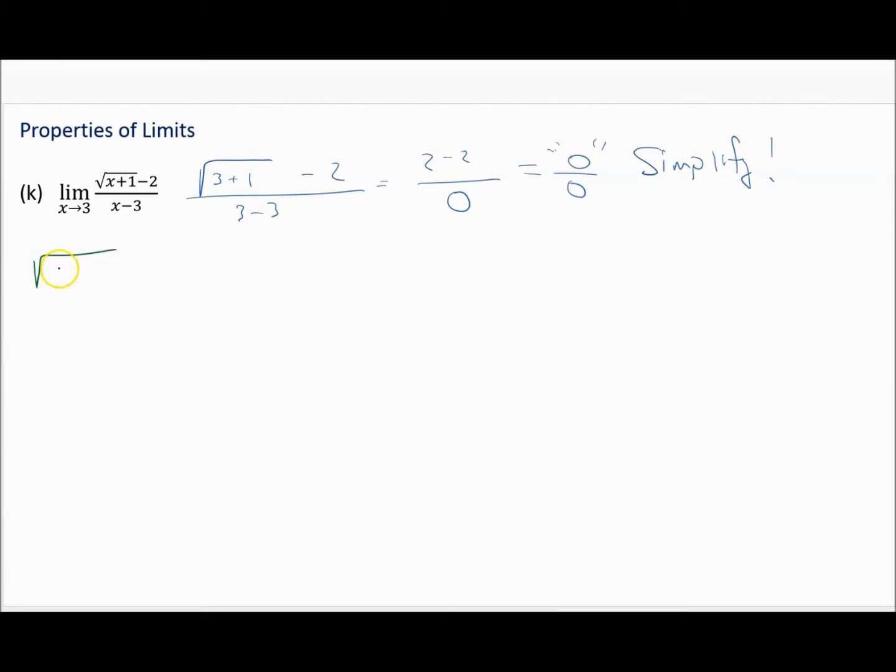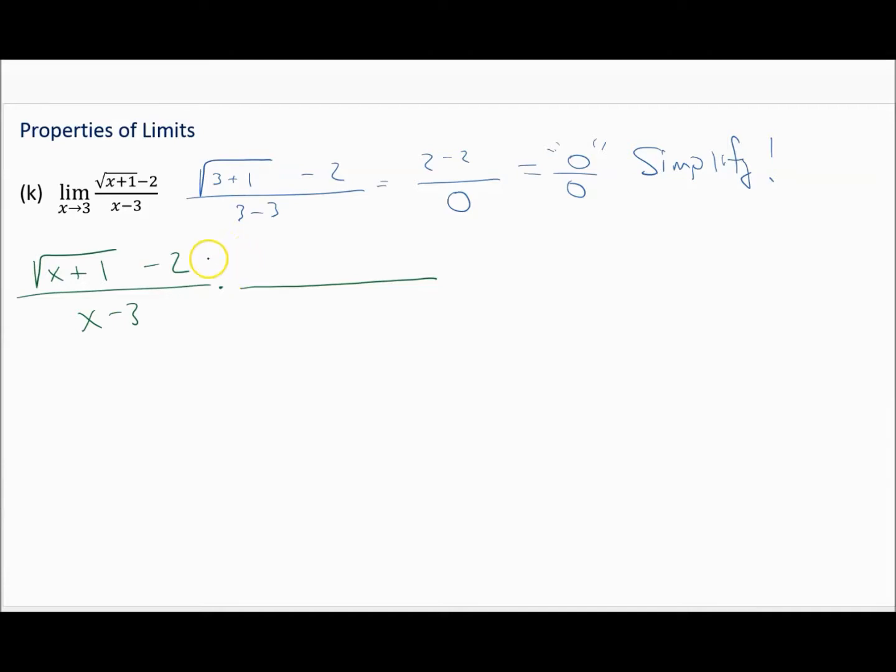So I have the square root of x plus 1 minus 2. Right now I'm rewriting over x minus 3. So what I'm going to do is multiply by what's called a unity fraction, which just means it's equivalent to 1. So I'm not changing the value of my expression.